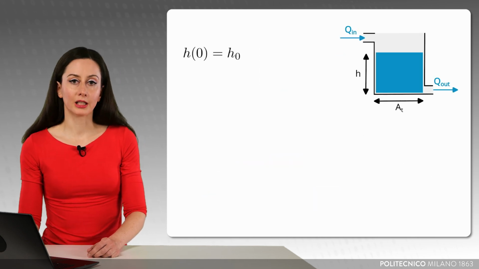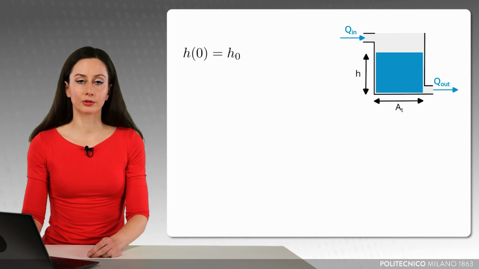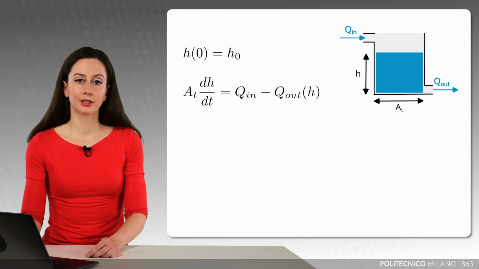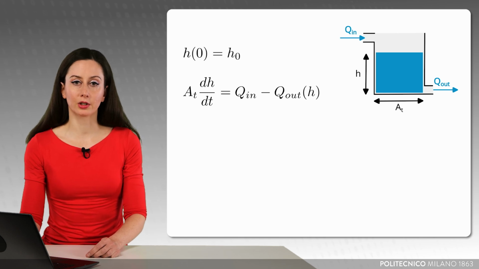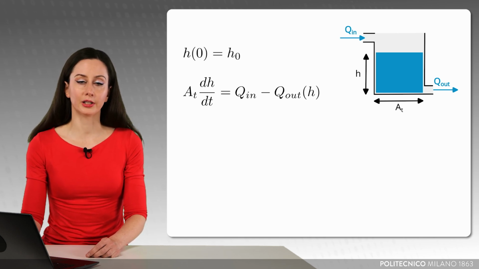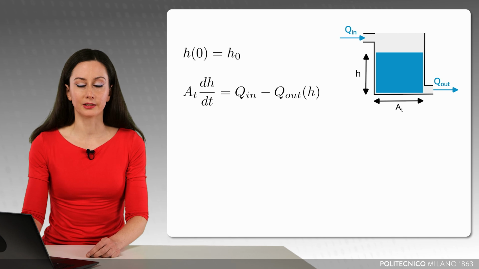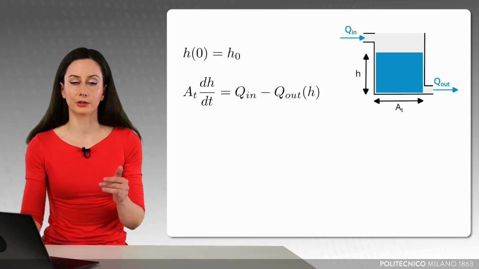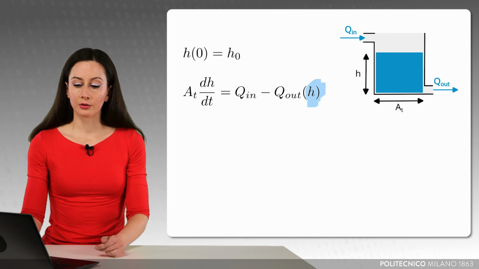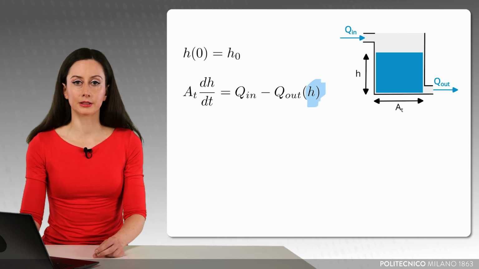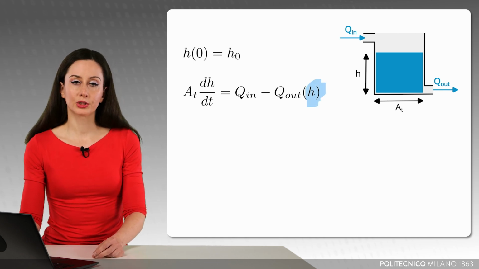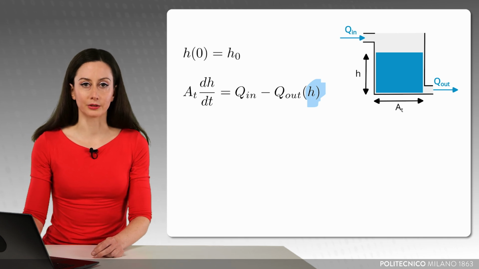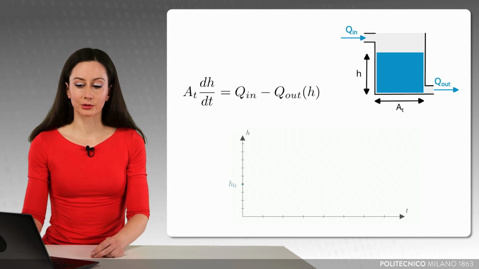Given the initial water level H0, we have an equation that describes the evolution of the water level in time. And this equation says that the water content in the tank, which is the product of H times the area of the tank, AT, changes in time due to the net inflow, which is inflow minus outflow. And notice how the water level influences the outflow, Q out, which in turn influences the water level. So how can we solve it and find H in time?